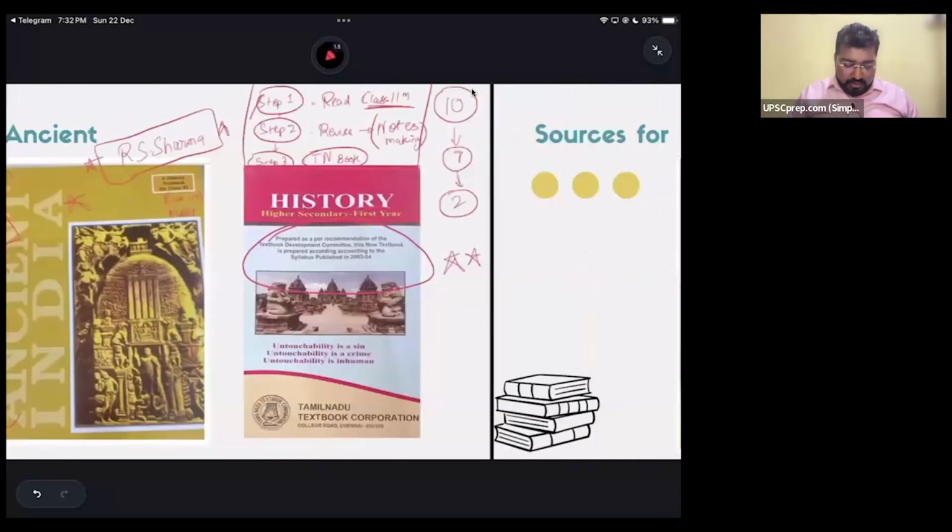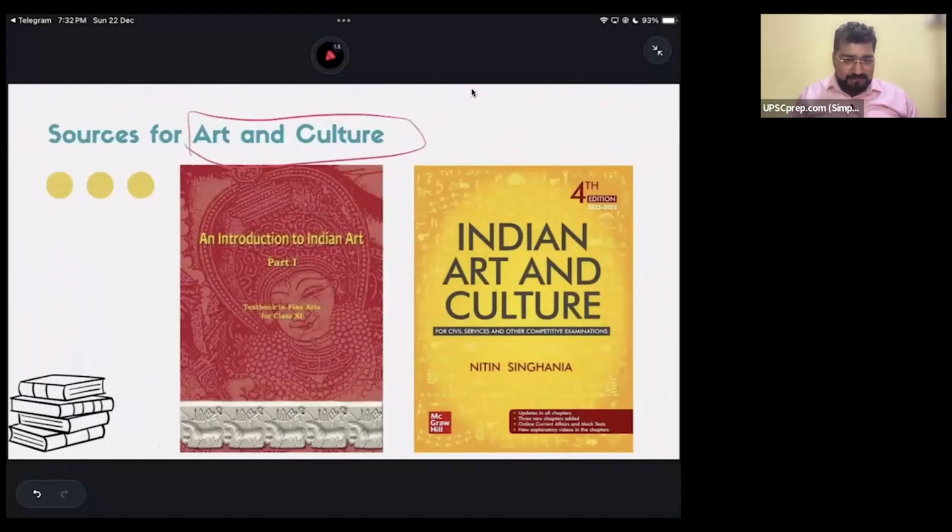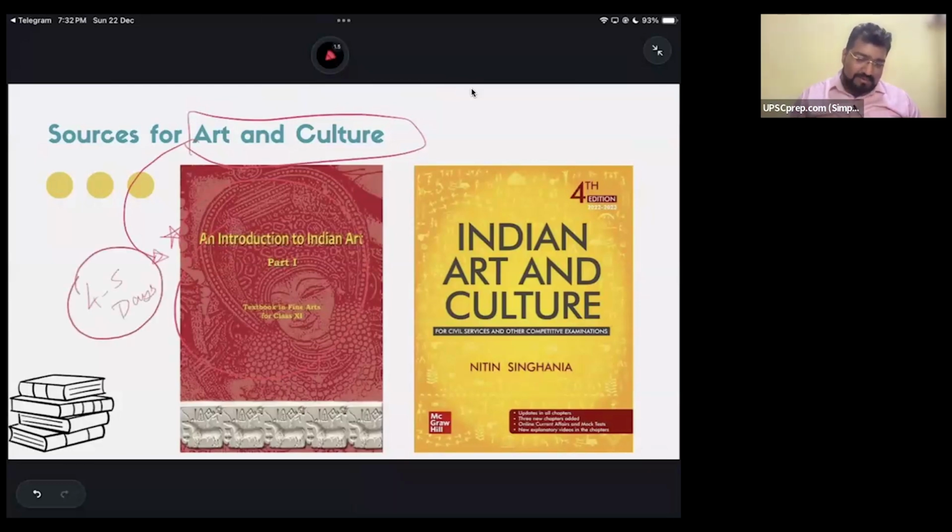And then once you are done with the ancient and medieval history, thereafter read this book, An Introduction to Indian Art, part 1. It is a fine arts book, right? Reading this book after ancient and medieval will hardly take you 4 to 5 days, and that's more than enough.